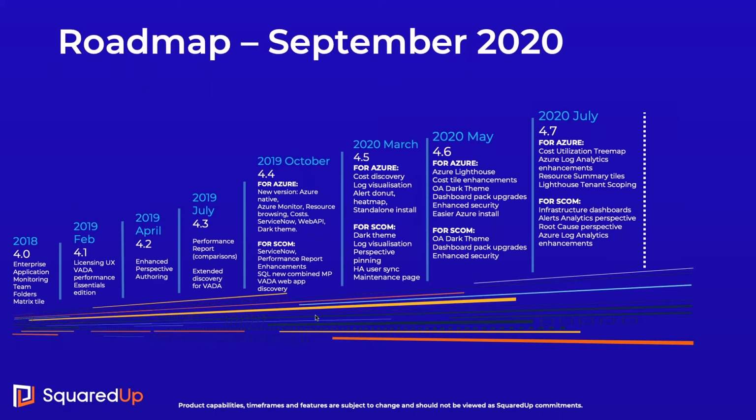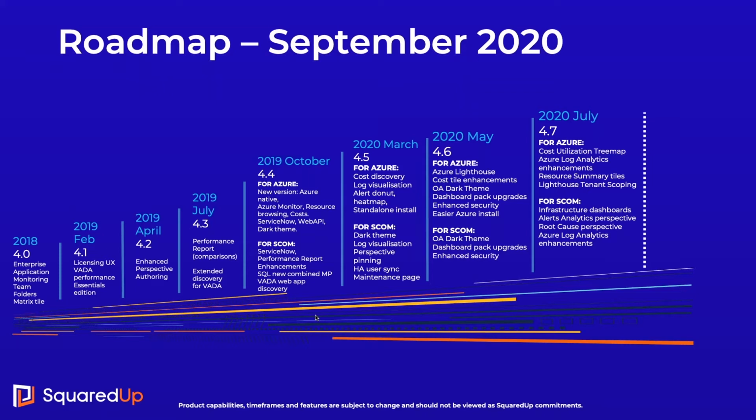We released version 4.6. In Azure, we added support for Lighthouse, new cost tile enhancements, also embedded dark theme into open access. So when you're sharing dashboards via open access, you can apply dark theme across those. And did a whole swathe of security updates as well.